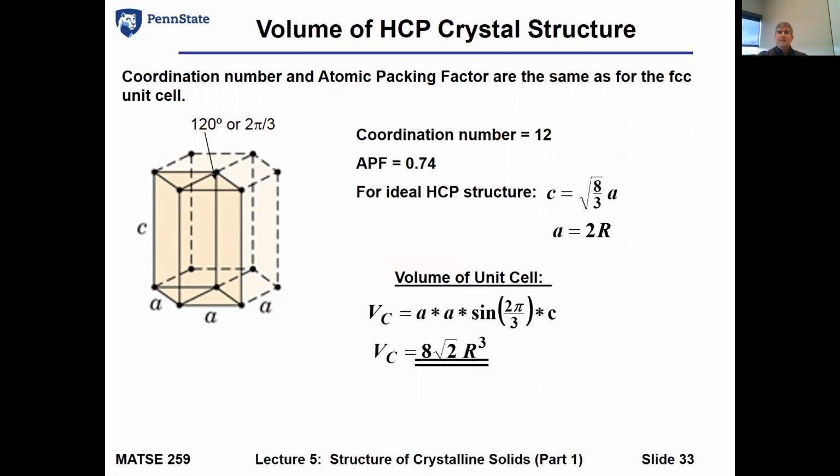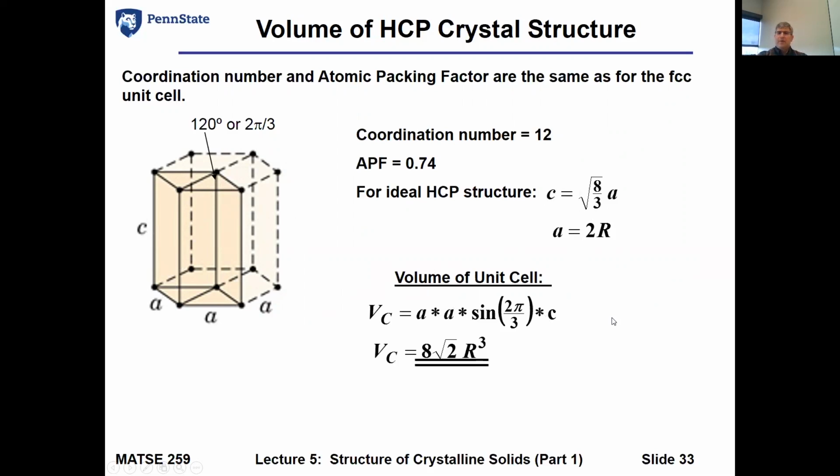So in both of these, the coordination numbers are going to be identical, as is the atomic packing factor. But the difference is in the volume of a unit cell for the hexagon, where we're going to need to know both a and c. In this type of ideal situation, we see how c, the lattice parameter for the height, is different than a. And we can calculate the volume. We're not going to run through that. It becomes a little more of a complex geometric problem.